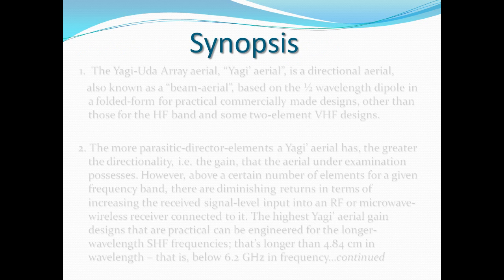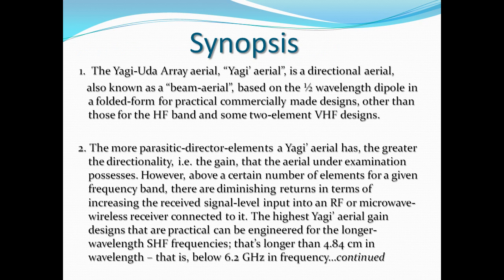Synopsis. Number 1. The Yagi-Uda array aerial, known as the Yagi aerial, is a directional aerial, also known as a beam aerial, based on the half-wavelength dipole in a folded form for practical commercially made designs, other than those for the HF band and some 2-element VHF designs.